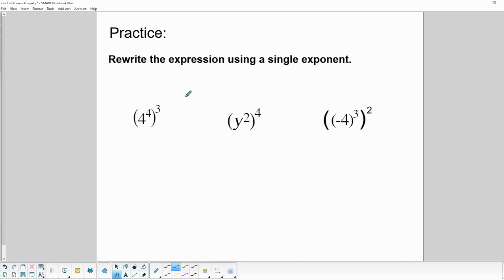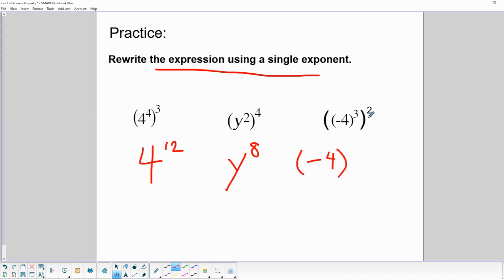Okay, so you might see some problems like this. Rewrite the expression using a single exponent. So in that case, you would just do 3 times 4 is 12. So our single exponent in this case would be the 12th power. And this one will have a y to the 2 times 4 power, which is 8. And then this last one, we're going to have negative 4 in parentheses to the 3 times 2 power, which is 6. So I hope you see just how easy this is starting to look.